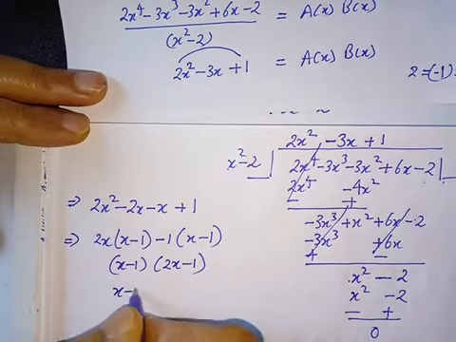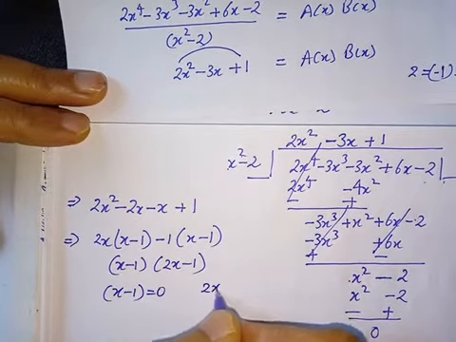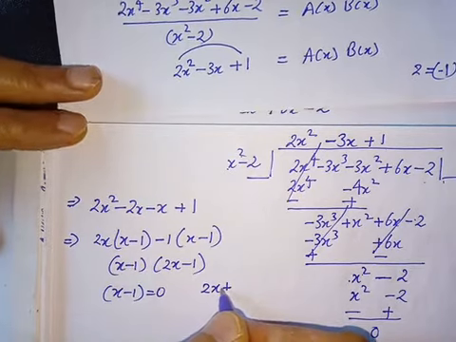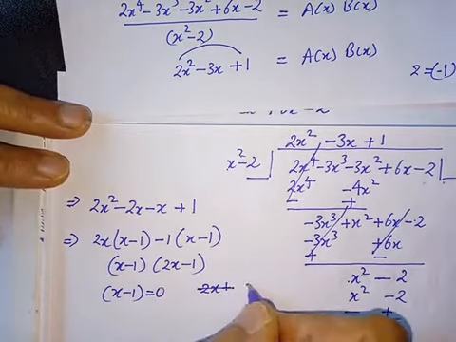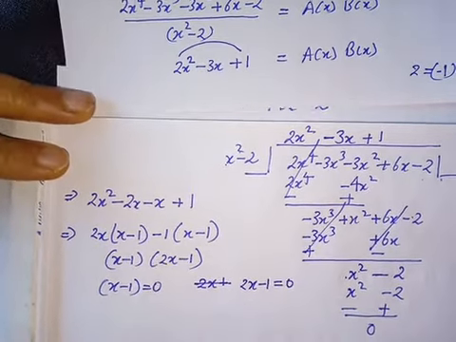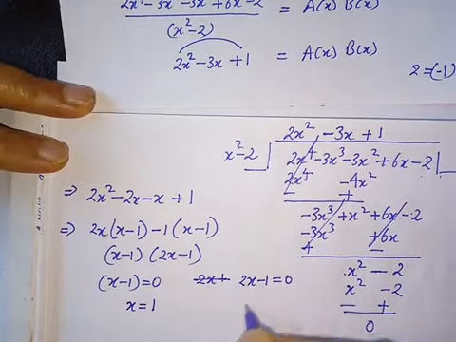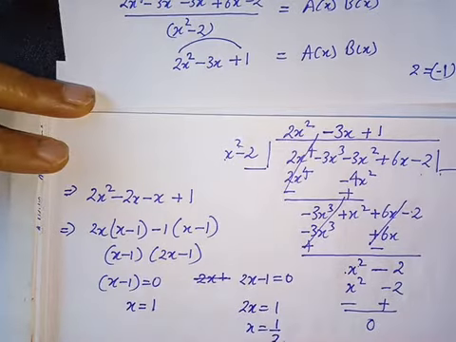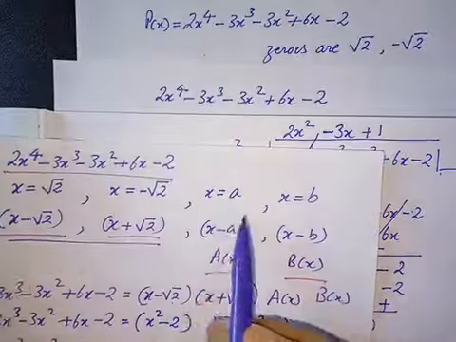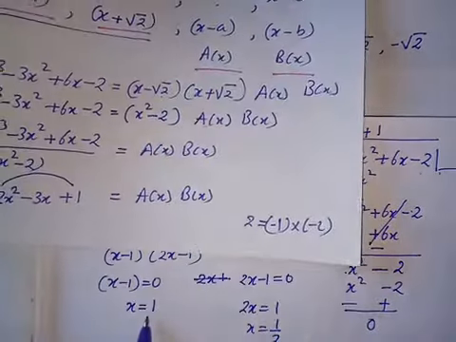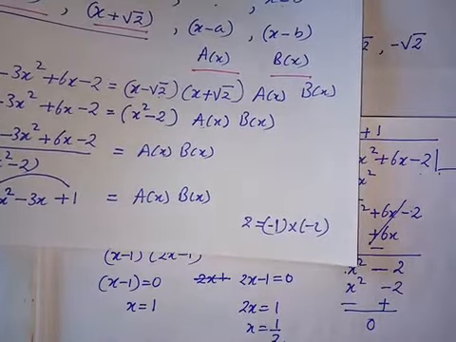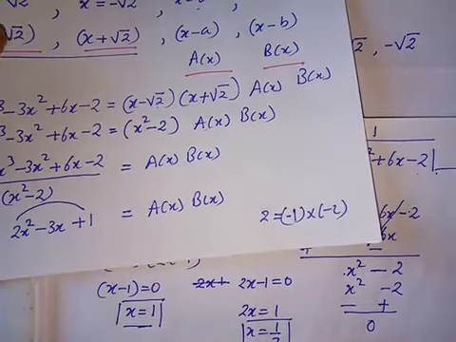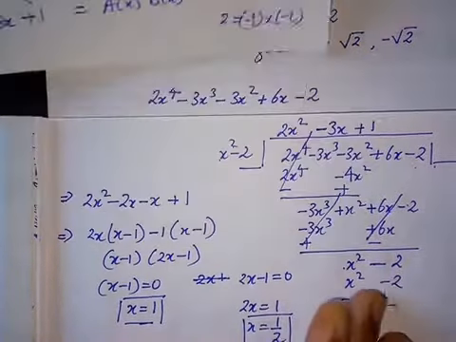Now either x minus 1 is equal to 0 or 2x minus 1 is equal to 0. So from here we get x equals 1, and from here we get 2x equals 1, so x equals 1 upon 2. It means the remaining zeros that we have to find are 1 and half. So these are the remaining zeros which we had to find. This is how you will be doing the sum.